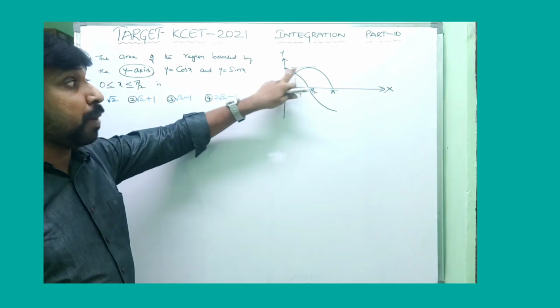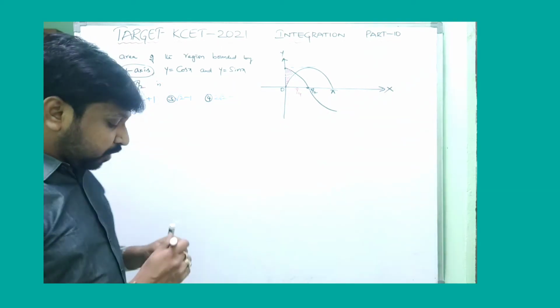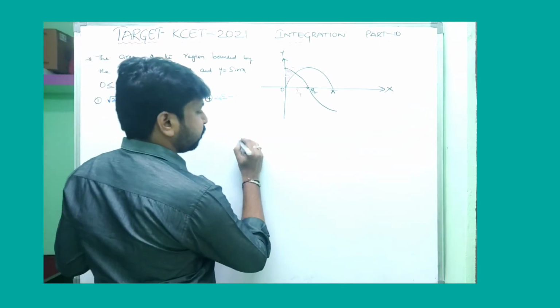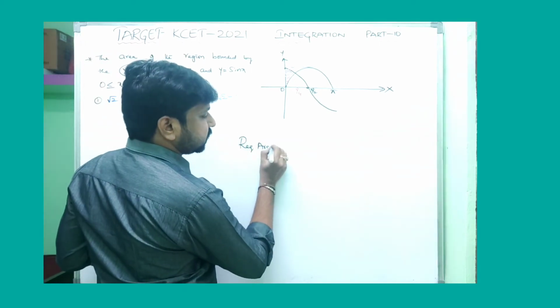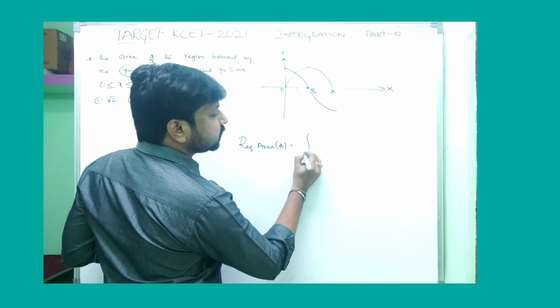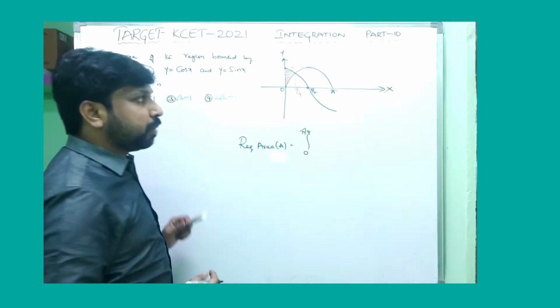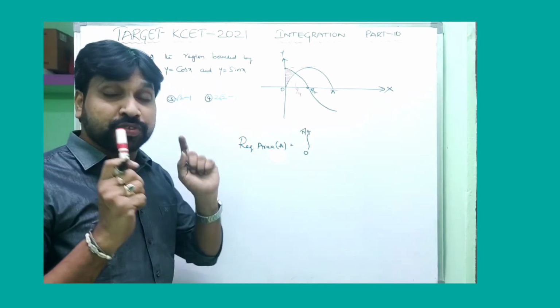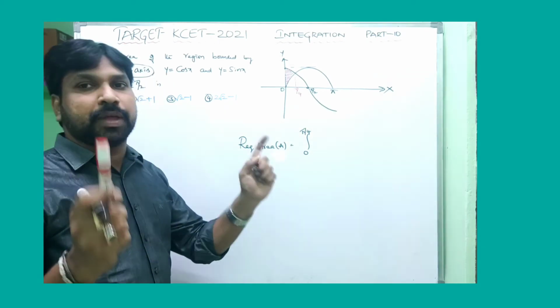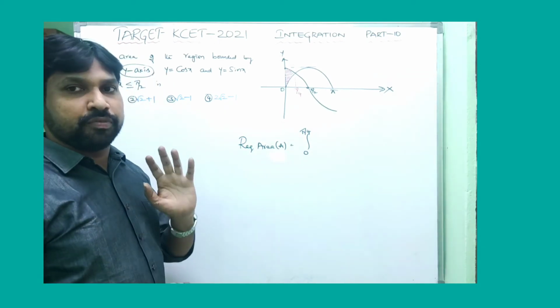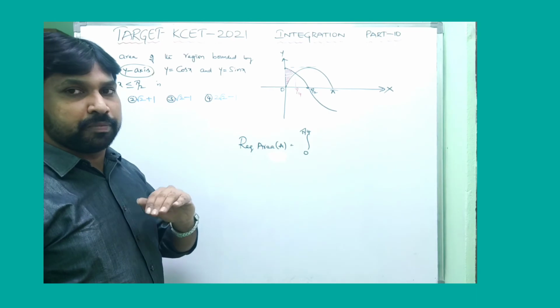That is what 0 to pi by 4 only. So the required area A is equal to integral 0 to pi by 4, very important. Now you need to subtract one graph from the other graph. So which graph you are going to write first, and which graph next?